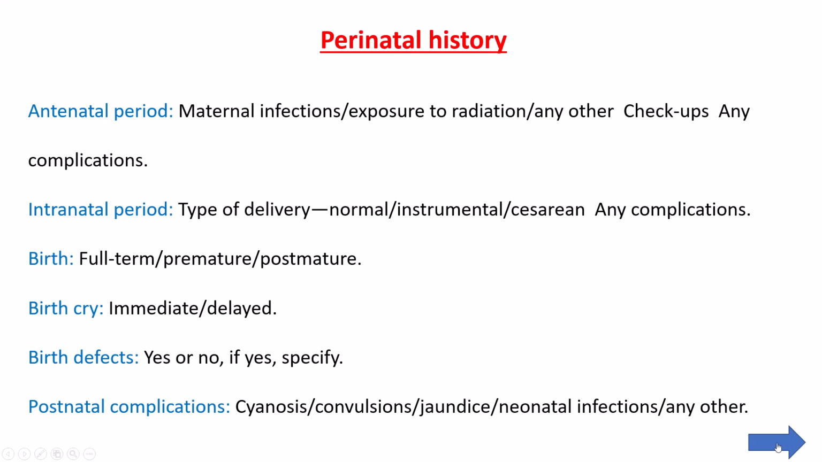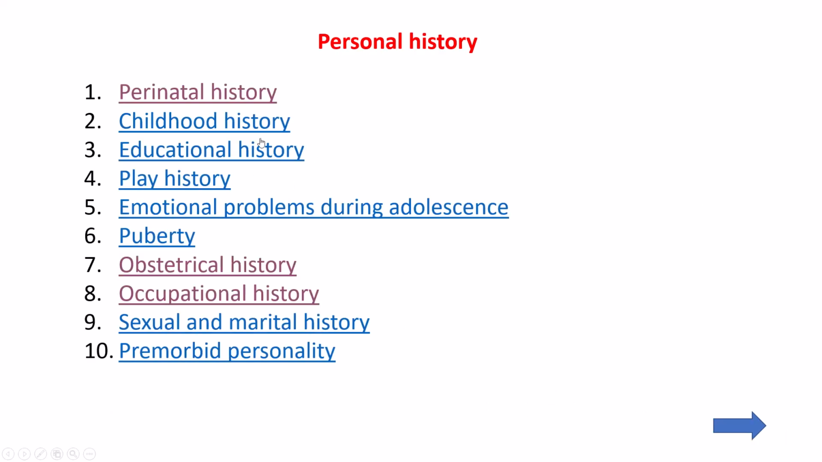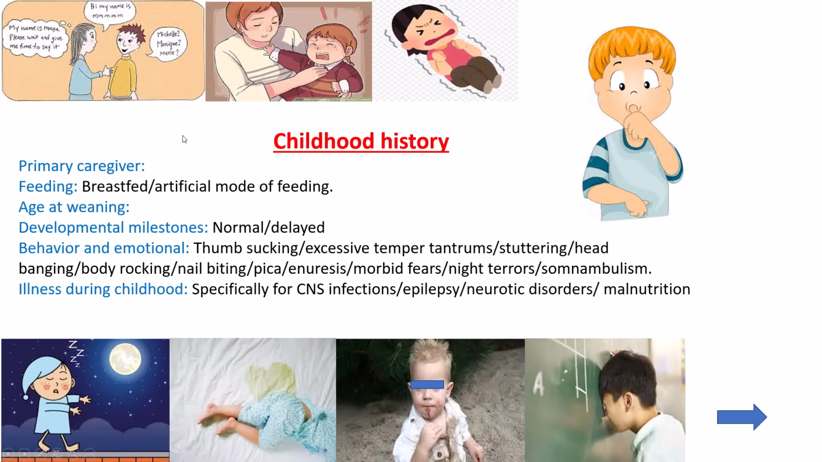So next is childhood history, when the patient is a child. Who was the primary caregiver, you have to mention here. Most of the time the mother is the primary caregiver. Some people have an auntie or workers. So who gave the main care, who is the primary caregiver at that time, you have to write here.